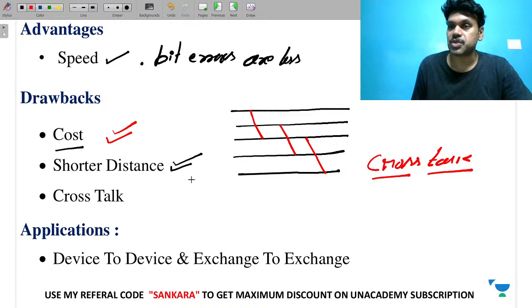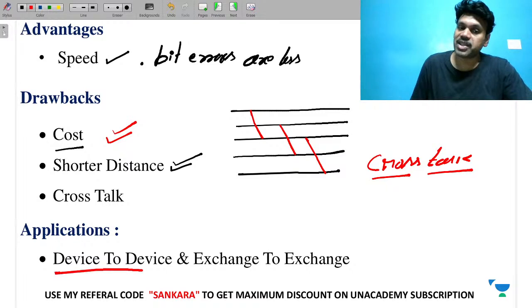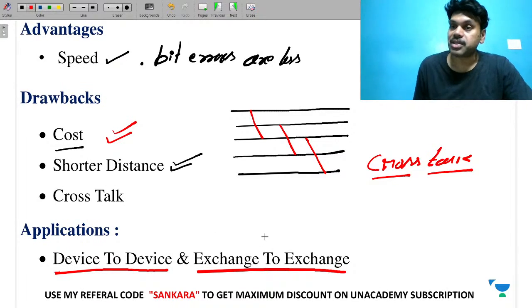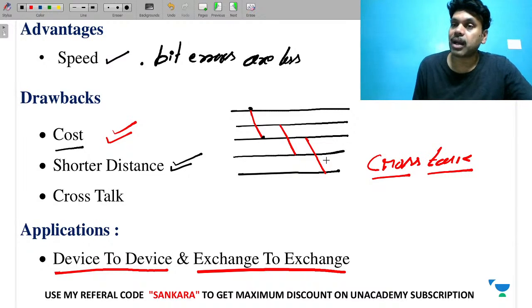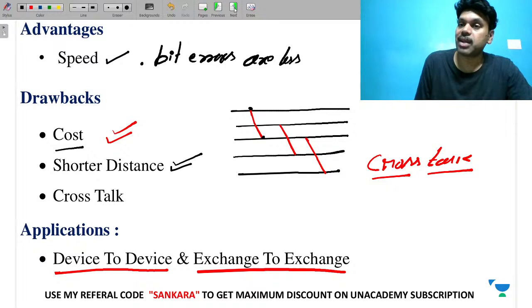you're supposed to use the concept of serial transmission. What is the real-time application of parallel transmission? Device to device, exchange to exchange is a real-time example of parallel transmission. But the main issue here is crosstalk. Whenever you are sending some bits, they may overlap each other because all the lines are available in parallel. That's why we are moving on to the second variety, which is called serial.